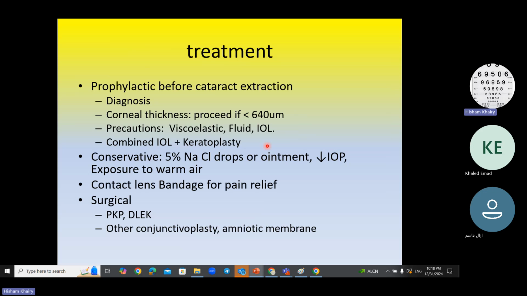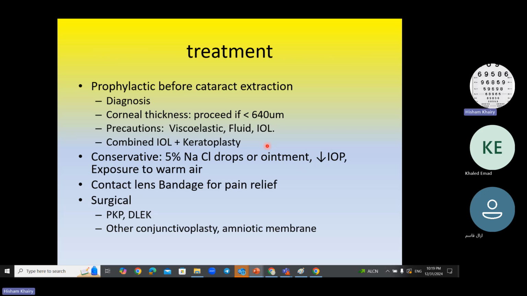So what are the precautions? The choice of viscoelastic, the amount of intraocular fluid, irrigating fluid, the type of intraocular lens. Will you do cataract extraction with intraocular lens implantation, with or without keratoplasty? In such cases, the follow-up of surgery may include 5% sodium chloride drops or ointment, decreasing the intraocular pressure, exposure to warm air, soft bandage contact lens.